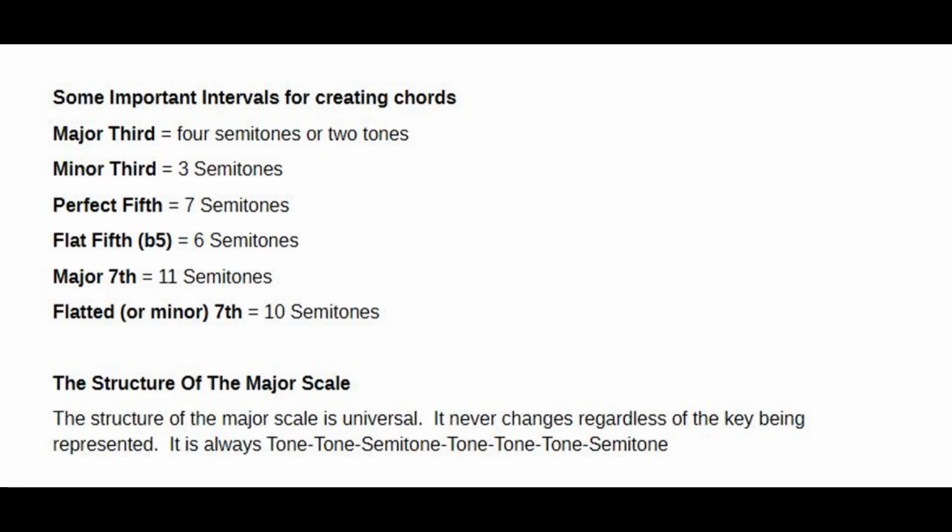And a hack you might want to keep in mind, because seeing 11 semitones either mentally or physically is difficult, especially when you're trying to play. A major seventh is 1 semitone below the root, an octave above. So a flatted or minor seventh is 2 semitones below the root. The structure of the major scale, as discussed in the previous lesson, is universal. It never changes regardless of the key being represented. It's always the same. Tone, tone, semitone, tone, tone, tone, semitone.